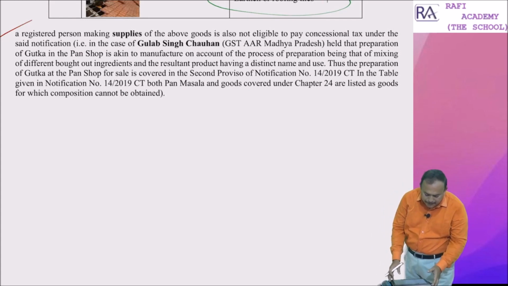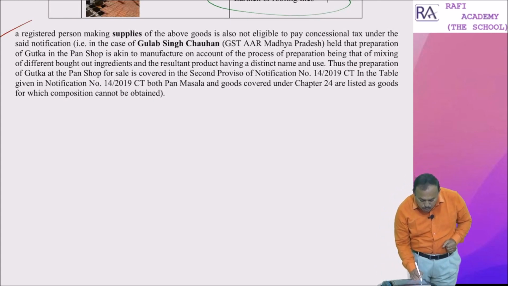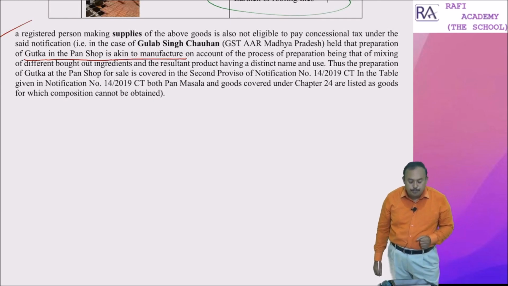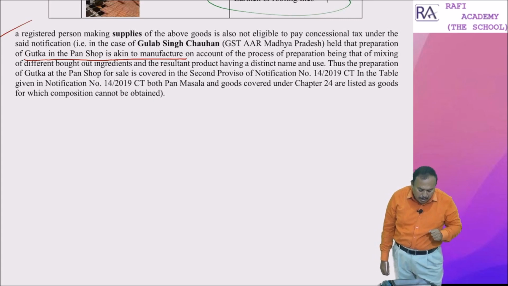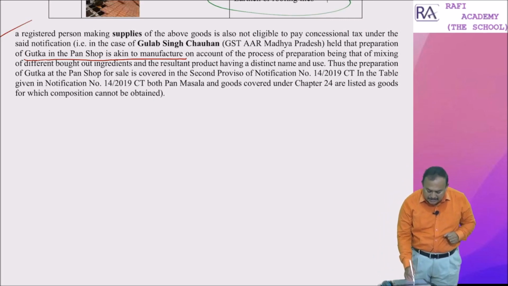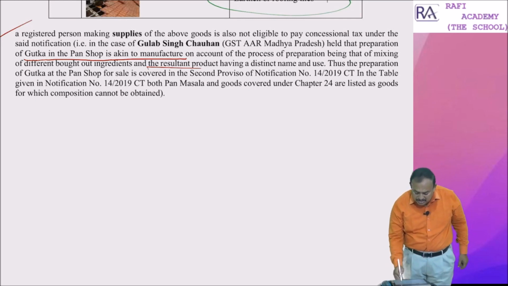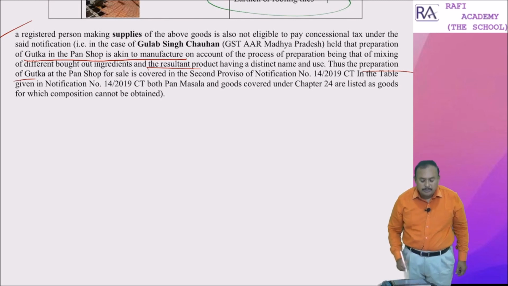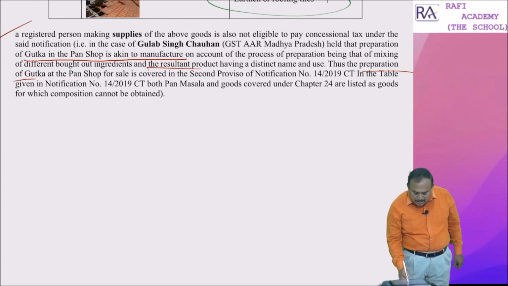In the Gulab Singh Chauhan case, the Authority for Advance Ruling (AAR) of Madhya Pradesh held that preparation of gutka in the pan masala shop is akin to manufacture on account of the process of preparation being that of mixing different bought-out ingredients, and the resultant product having a distinct name and use. Thus, the preparation of gutka at the pan shop for sale is covered in the second proviso of the notification.